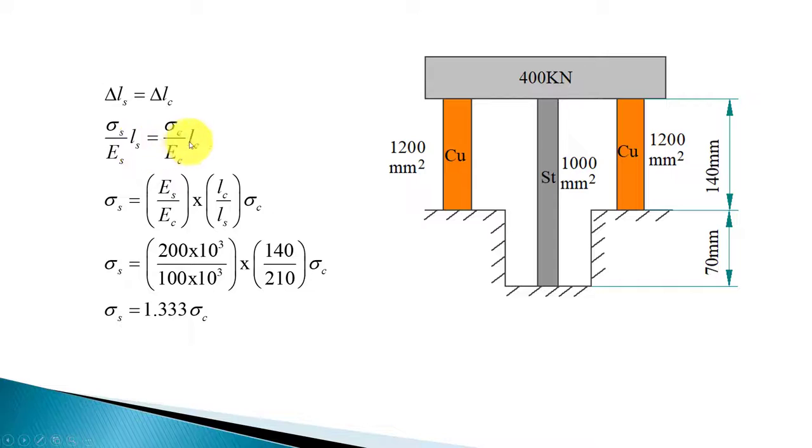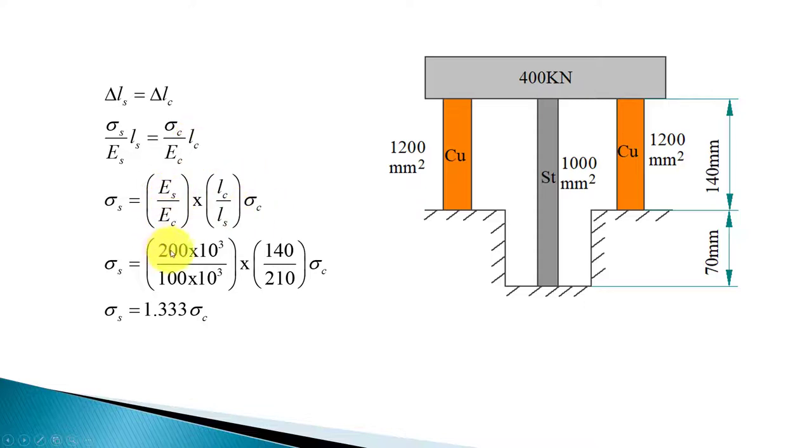In this case, LS is not equal to LC. The length of steel and length of copper are different, so you cannot cancel them out, and you cannot equate the strains. They are undergoing equal deformations, but these equal deformations are over different lengths. So LS and LC do not cancel out. Hence we can write sigma S is equal to ES by EC into LC by LS into sigma C.